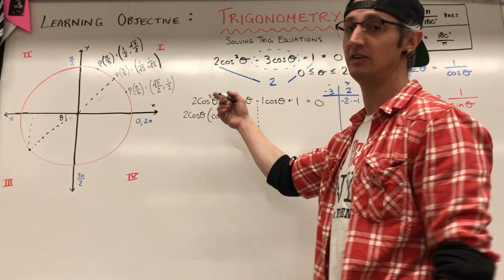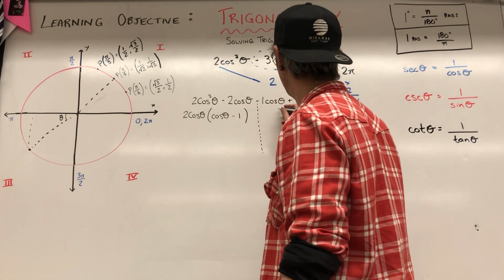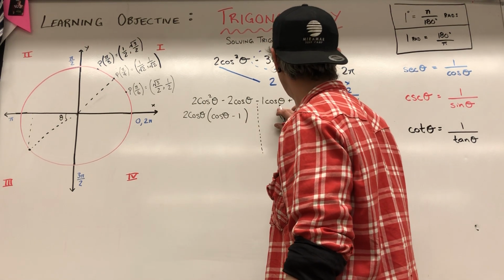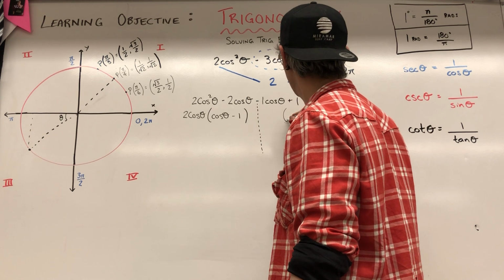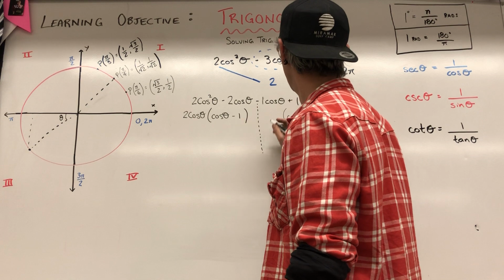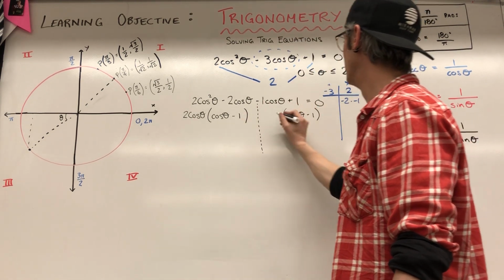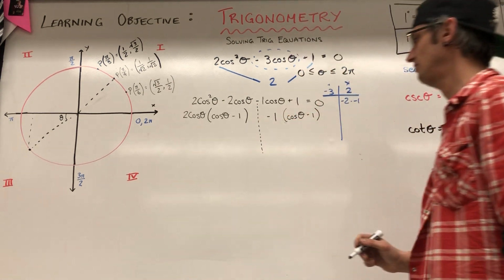Because I'm treating cos theta as just like an x, so I'm just doing the same thing. And then here, whatever's in brackets here is going to show up over here. And it's going to be cos theta minus 1. And therefore, in order to get minus 1 cos theta plus 1, I have to have a minus 1 here.